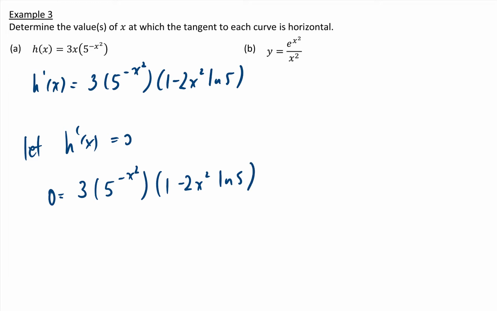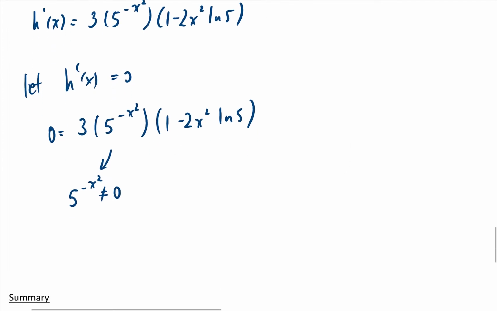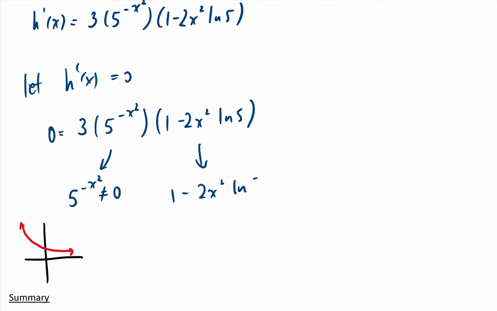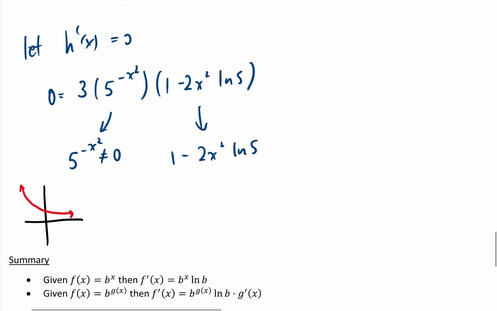I'm going to set each factor equal to 0. So we have 5 raised to the exponent of negative x squared. We already know that can never equal 0, because that again is an exponential function, which looks something like this. And then for the second one, we're going to let this equal 0. So I have 1 minus 2x squared natural logarithm of 5. That I want it to equal 0.